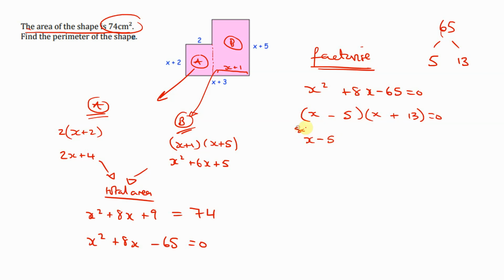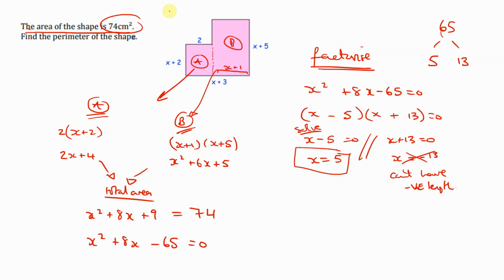So let's then solve. x minus 5 equals 0, so x equals 5, or x plus 13 equals 0. You can probably already tell where I'm going with this, but you do have to write it out. You can't just be lazy and skip this step, you will lose marks. We can't have a negative length. So x equals 5 is our length.